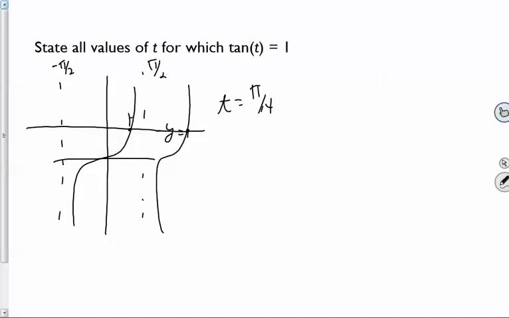How far is it from here to here? What's that distance from there to there? I believe that's pi, right? So I'm going to write plus or minus k pi because that's the next period that we go through. So hopefully that makes sense.